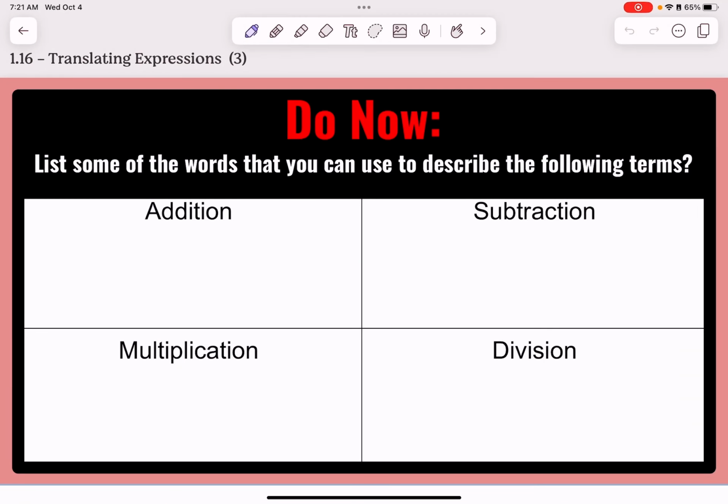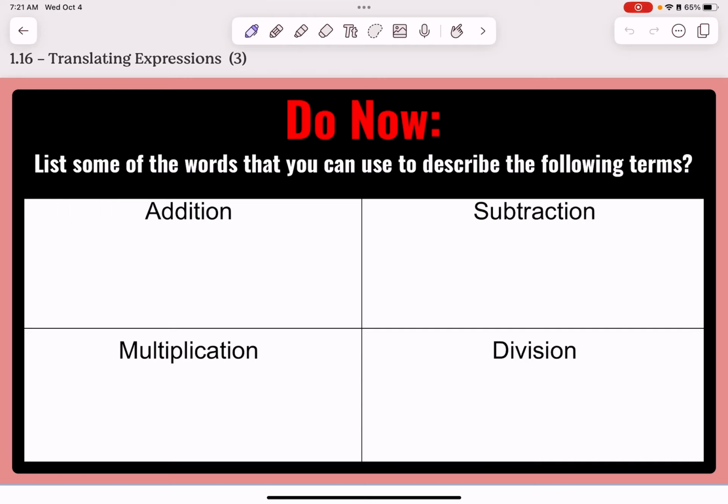Hello, today we are going to do a lesson on translating expressions. This is basically when we take words and convert them into an algebraic expression where there are going to be some numbers, some variables, and maybe some plus, minus, parentheses, whatever's necessary. So I want you to take some time right now to do this Do Now.